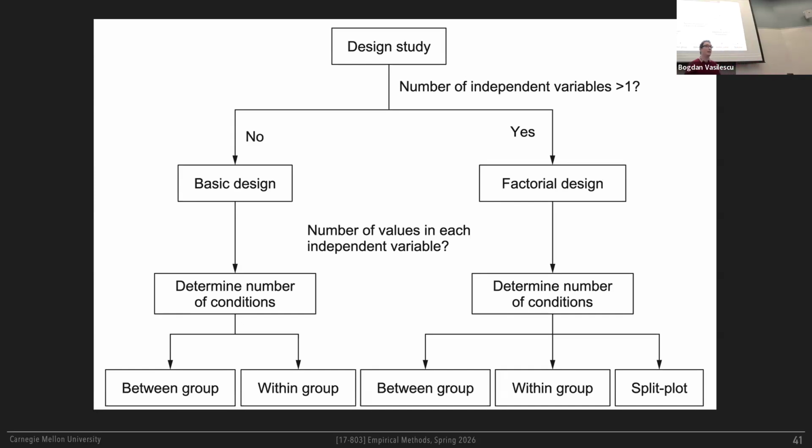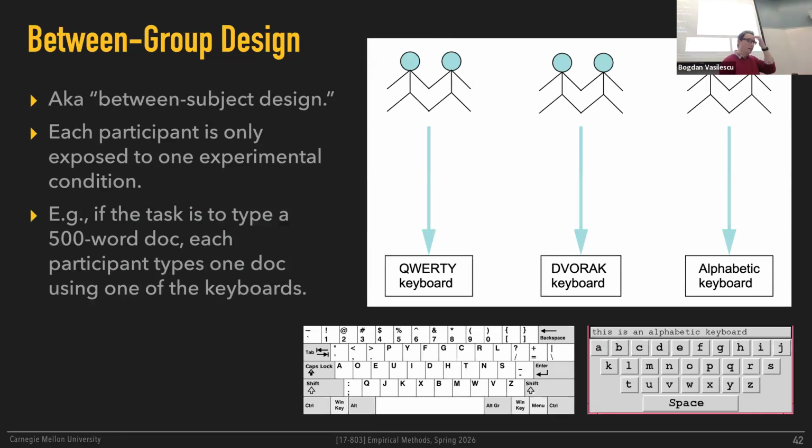Within subjects design is you test the same participants on different conditions. So I give you two kinds of things to do. I need fewer participants this way because I can get more out of each of you, right? But then there are other problems. So let's talk about what those problems are.